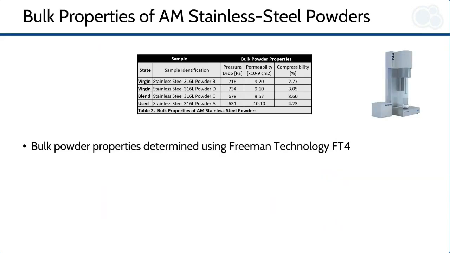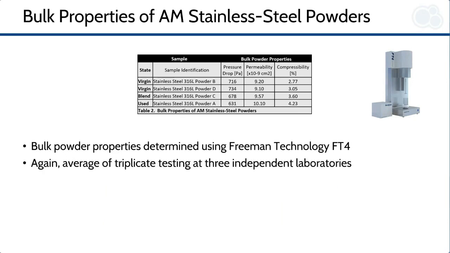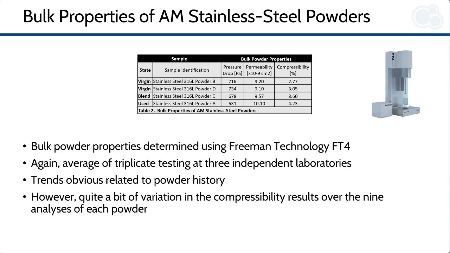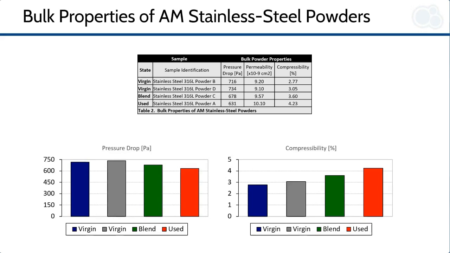Bulk properties determined using the FT4 are shown in this table. Once again, each value is the average of triplicate tests performed at each of 3 independent laboratories. Trends are apparent for all 3. Note that there was quite a bit of variability in the compressibility results, and so the trend is not as statistically significant. The pressure drop of air flowing through the compacted bed of powder is shown on the left, with percent compressibility resulting from the compaction on the right.